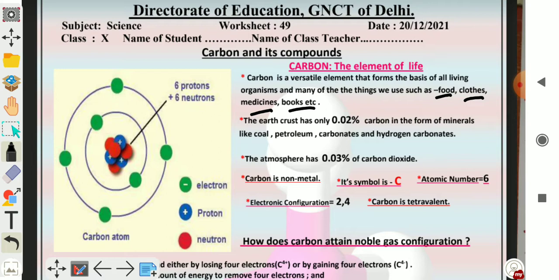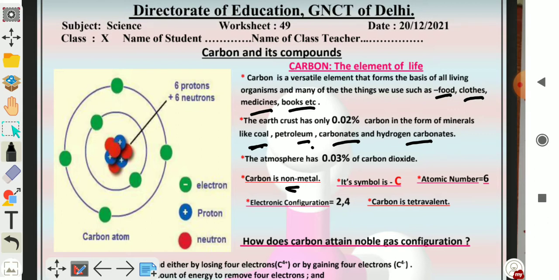The earth crust has only 0.02% carbon in the form of minerals like coal, petroleum, carbonate and hydrogen carbonate. The atmosphere has 0.03% of carbon dioxide gas.